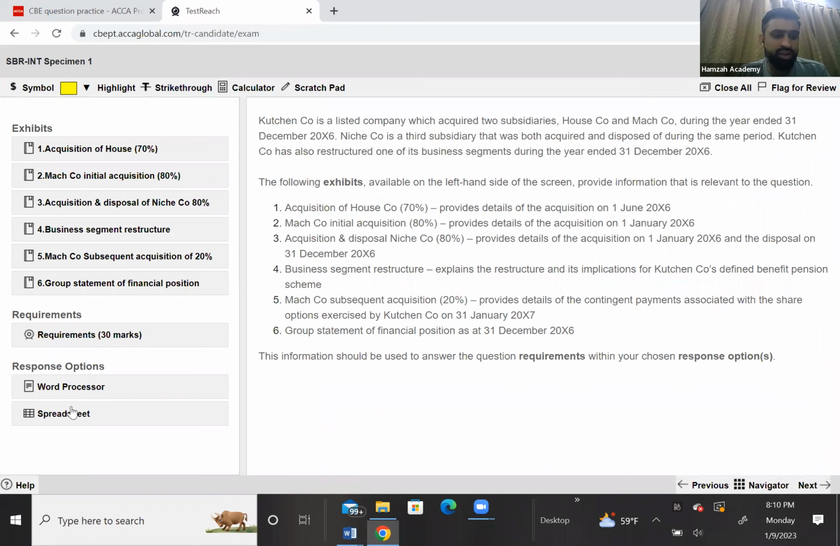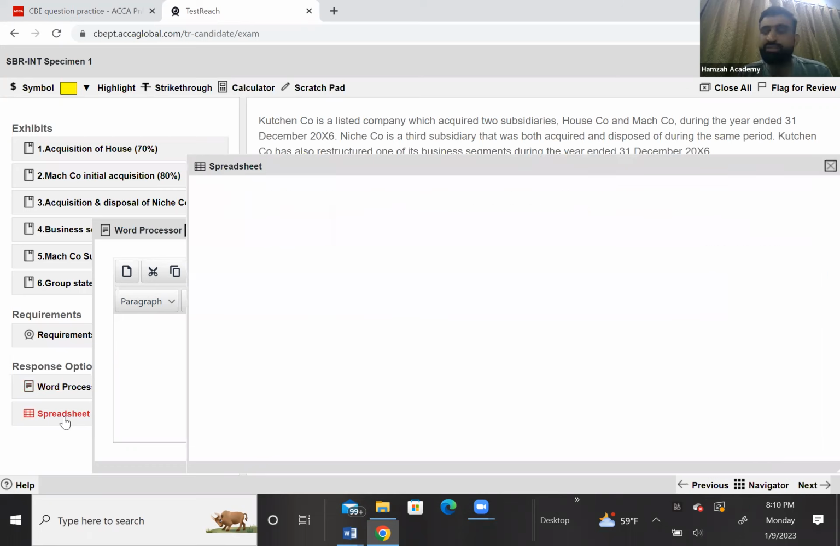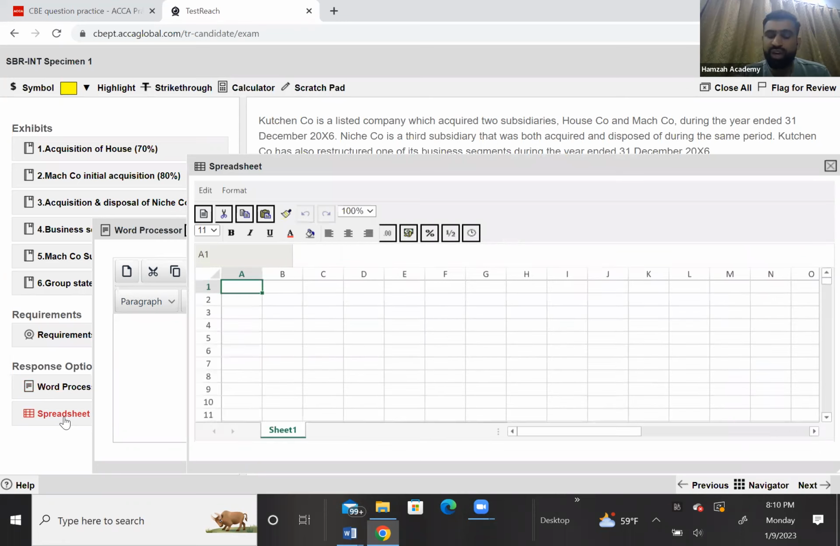And after the requirements, you have response options. You can see on your left side, these are the response options. As per the requirement, we will respond using a word processor, where we have to explain and discuss, and the relevant calculations we will perform on a spreadsheet. If we are calculating the correct goodwill, we would calculate that using a spreadsheet, and we will give a reference.